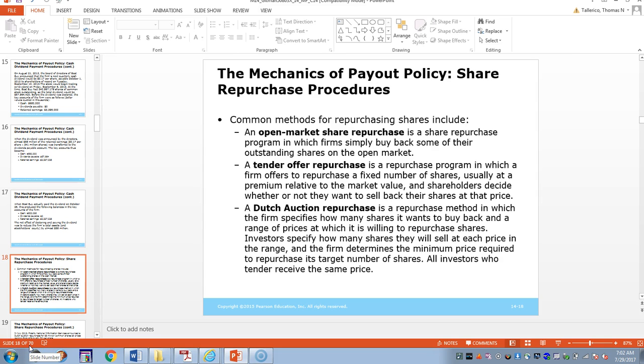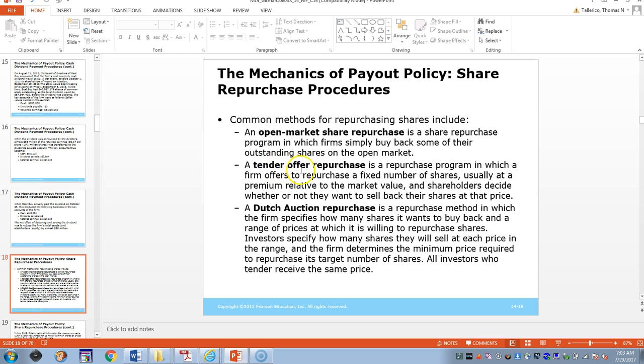So good morning, everybody. I want to continue on chapter 14, and I'm on slide 18 here, as you can see. Basically, there are common methods. If a company wants to repurchase shares, they simply do an open market share repurchase. This is one of the methods, right? They simply buy back some of the outstanding shares on the open market. That's all it is. That's simple.